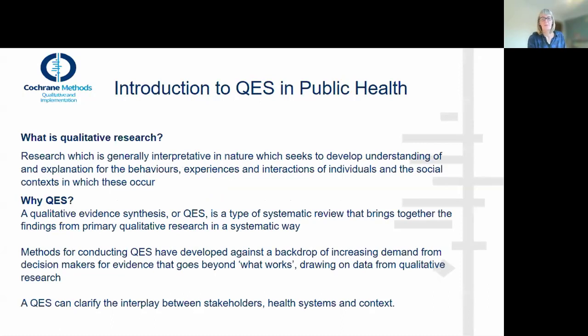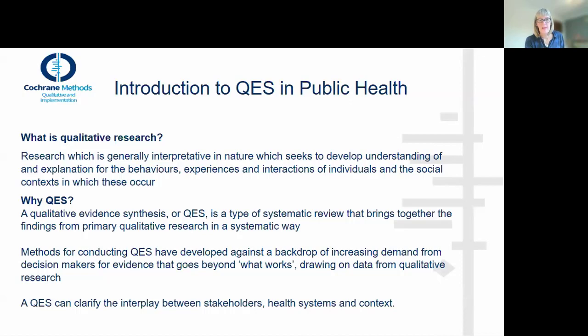So what is qualitative research? Just a quick recap for those of you who may be less familiar. Some of you will be very familiar with qualitative research from the polls that have happened before. But essentially, primary qualitative research is research that's generally interpretive, exploratory, and explanatory. What it does is seek to develop understanding and explanation for behaviours, experiences and interactions of individuals, and more particularly in relation to public health, the social context in which these behaviours can occur.